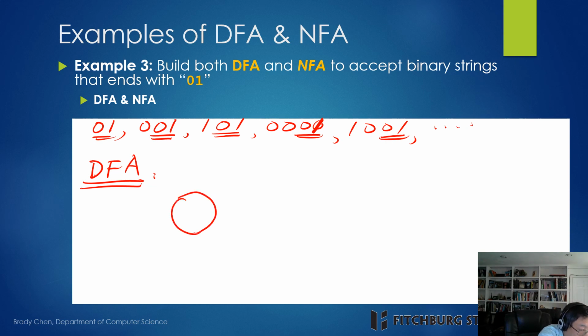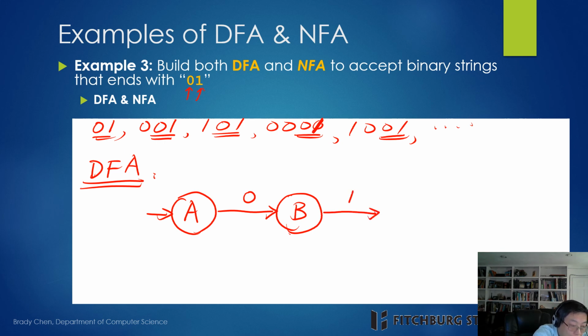Okay, let's check that one. So let's start with A. Now, if the next input is 0, this is a good input, because that means we are one step closer to the accepting state, right? So let's say we go to state B. Now, if we are in state B, that means the previous input value is 0. So if we get input 1 at state B, then we end up with the accepting state, right?